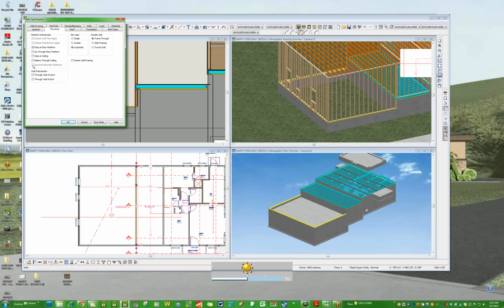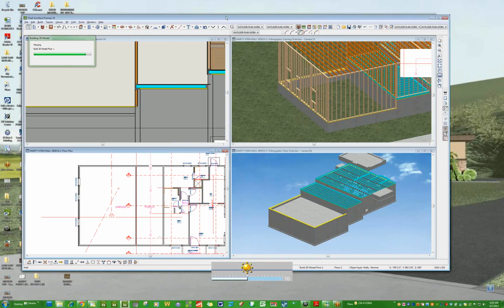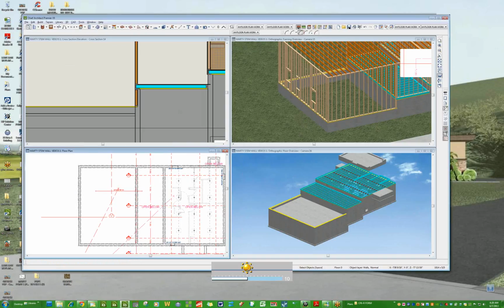If it was not grayed out, I could uncheck this, and then that wall would not generate between the other platform. You get what I'm saying? I don't want that stem wall there. I don't want that wood stem wall there. And I think that wood stem wall is there because this generate between platforms is checked. If I could uncheck that, then that wood wall wouldn't be there, and this stem wall would go all the way up. Okay? If I'm confusing you, that's all right, because I'm confusing myself half the time too.